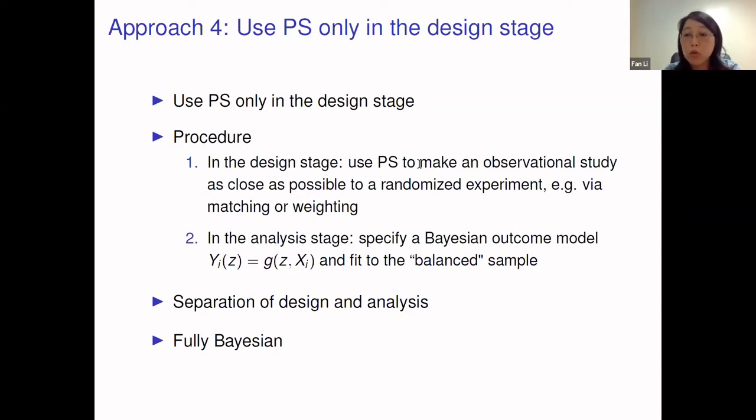The treatment group and control group look similar. What you do then, after the design stage, is apply your favorite Bayesian outcome model to fit the balanced sample, and then that's it. So this is a complete separation of the design and analysis. You can see that this is fully Bayesian, right? The propensity score plays a huge role, but it plays a separate role in the design stage. So those are the approaches.